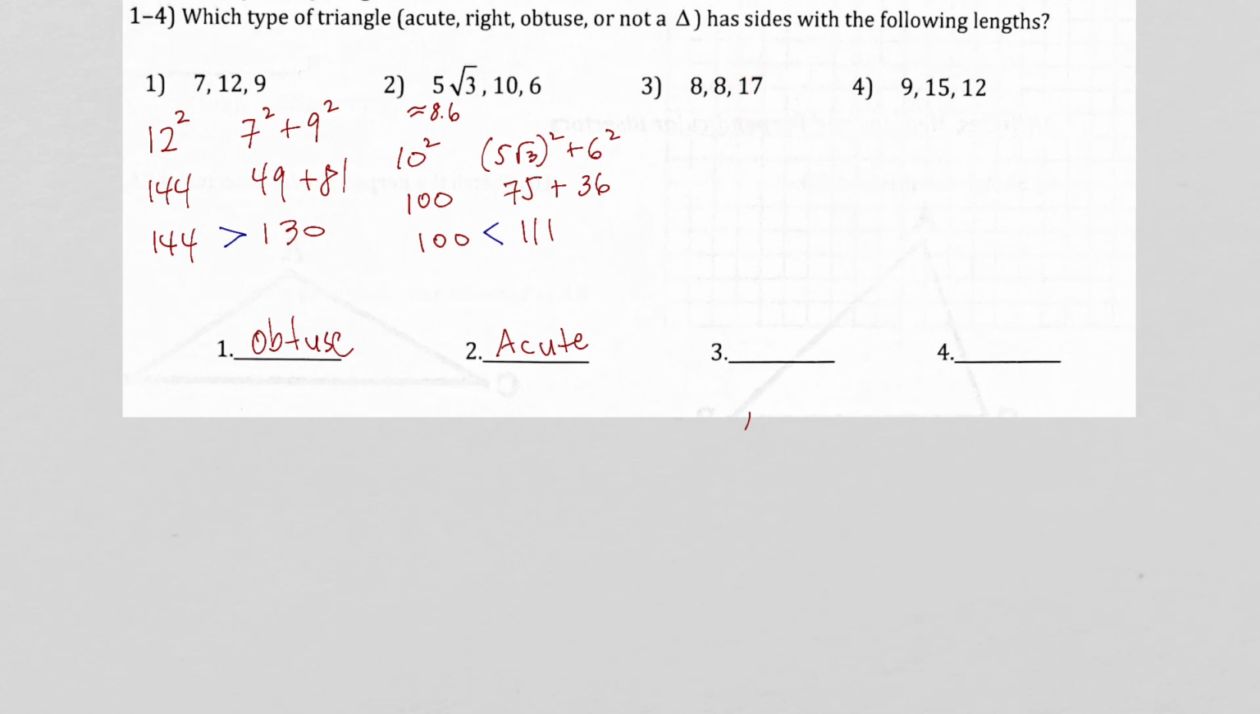This is the longest side. 8 plus 8 is 16. 16 is less than 17. We cannot make a triangle out of this.